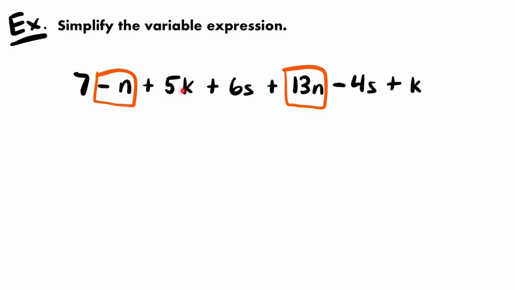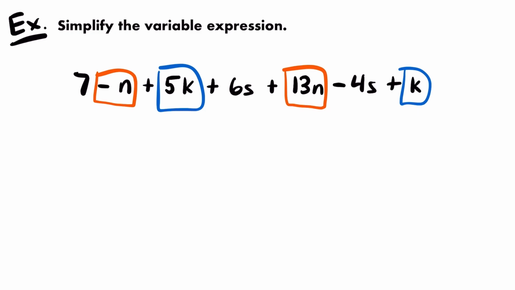Here we have 5k. Let's see if there are any other terms that involve the variable part of k. And looking through our terms, we have one right here. It is the only other one. It is just positive k, which means it represents 1k. That would be a like term with 5k. All right, so we will be able to combine those when we simplify the variable expression.